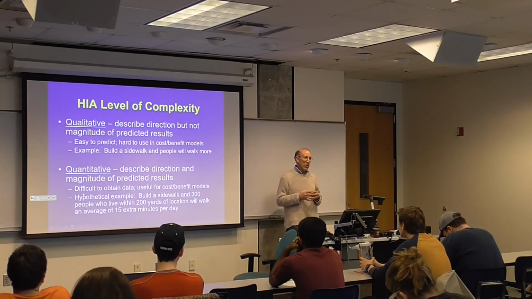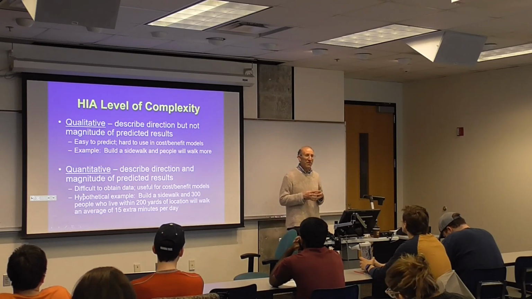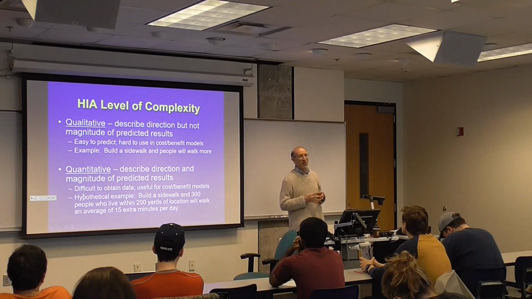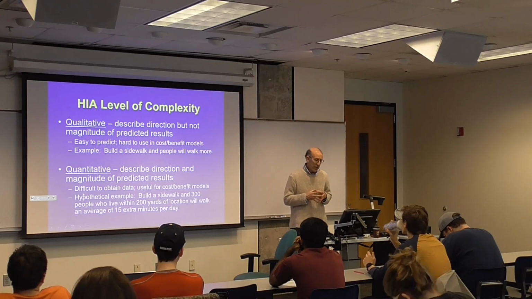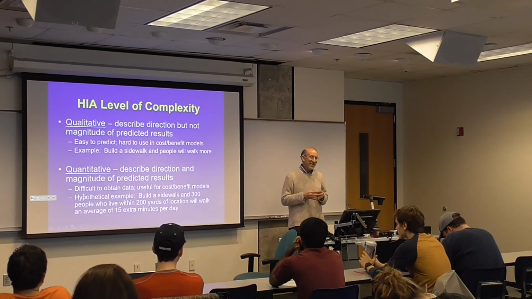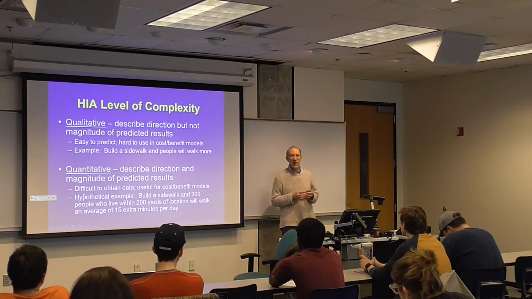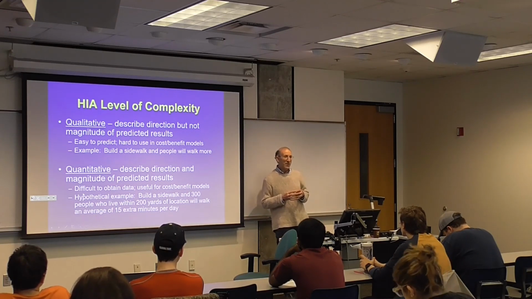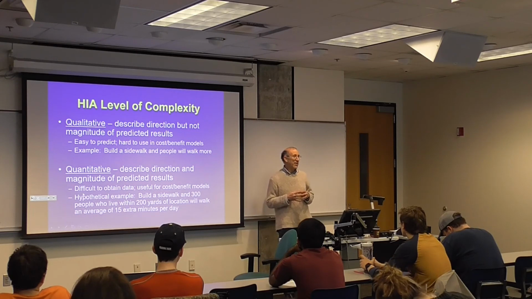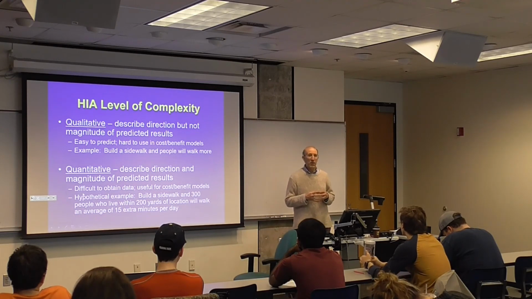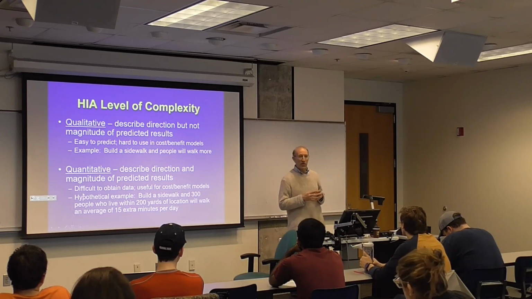So if I want to go quantitative, I need some fairly fancy models, and it sounds like you've been working with a number of models on air pollution. There are some rather sophisticated models for air pollution, but it's difficult to obtain data. And in fact, if you said, I'm going to build this path, how many people will use it? Probably the best I can do is look at the last 10 paths that were built and say, how many people use each of those.